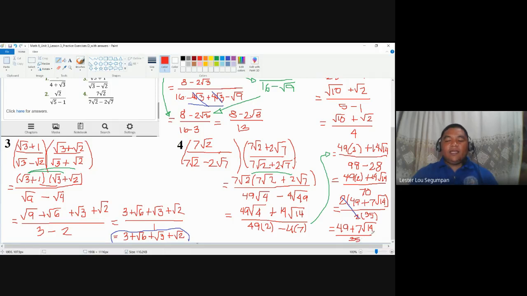Again, it's very long, but no need to rush. Do it step by step. Please consider all necessary processes involved in simplifying radicals, multiplying radicals, division of radicals, addition of radicals, operations of radicals, and the laws of radicals. So this is our final answer for number 4.